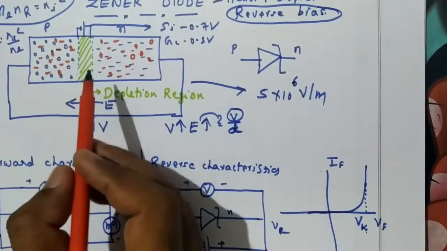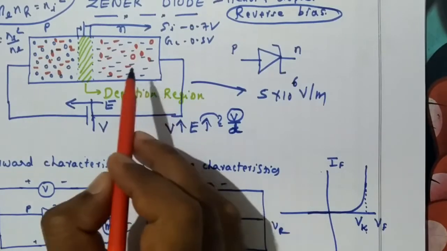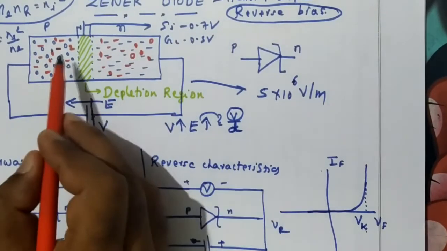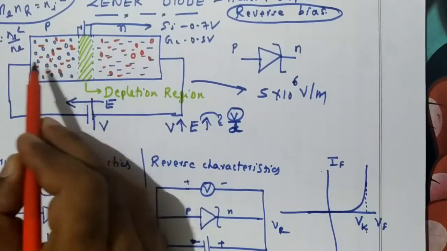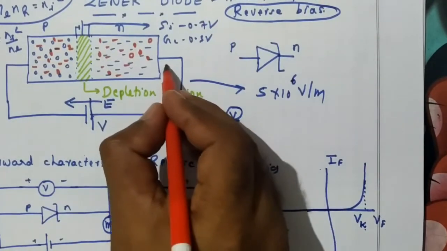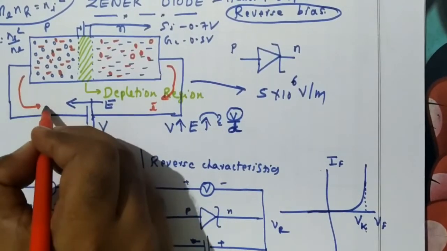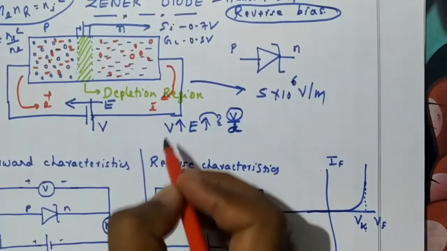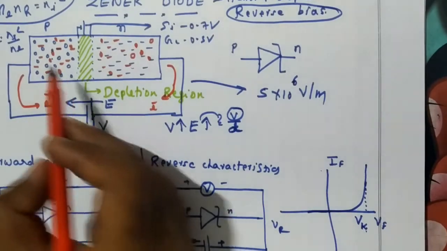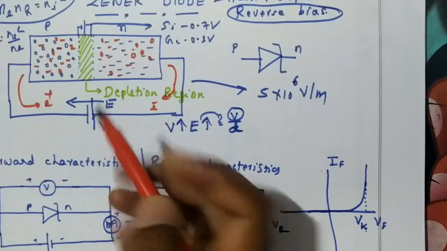But the majority charge carriers, electrons in this case and holes in this case, are attracted. Electrons are attracted, holes are attracted. This is E minus, this is E plus. Now what are remaining? The remaining are the minority charge carriers. They cannot be attracted. Where will they go?